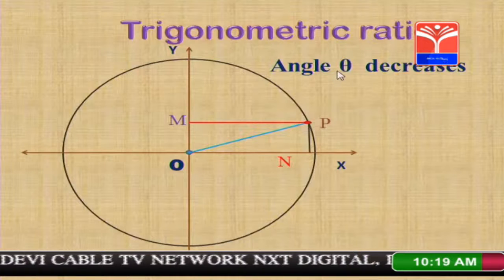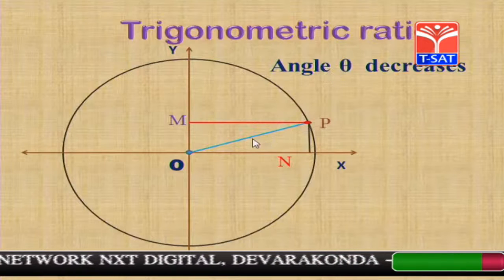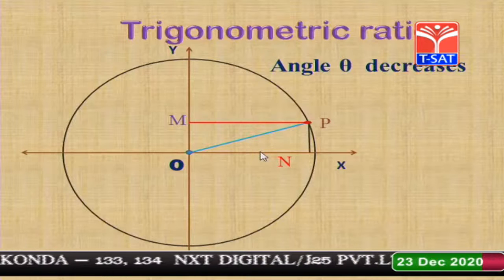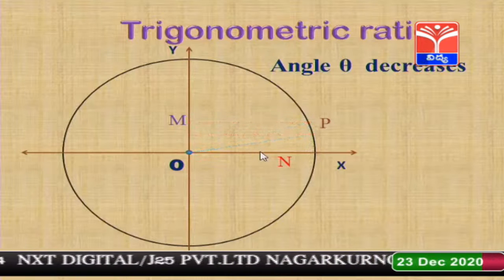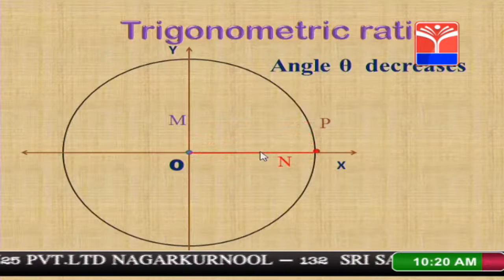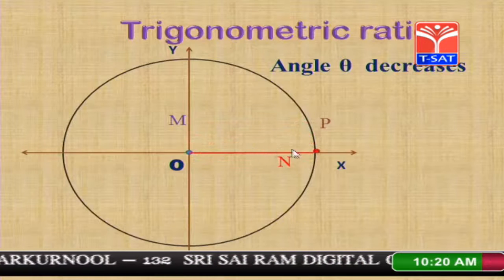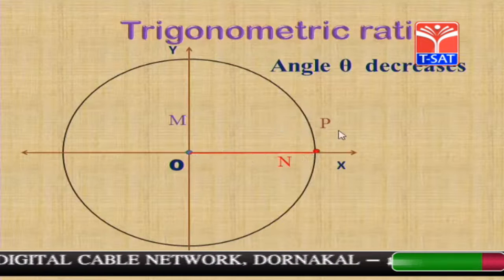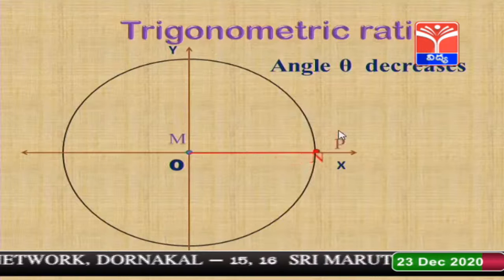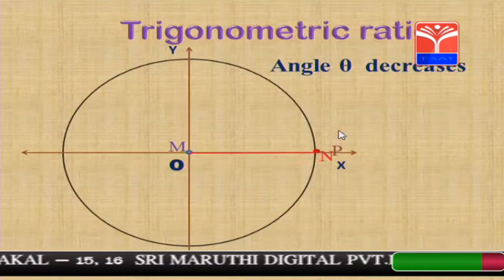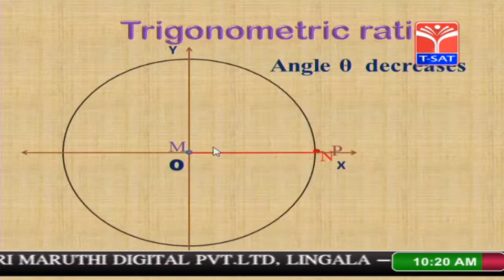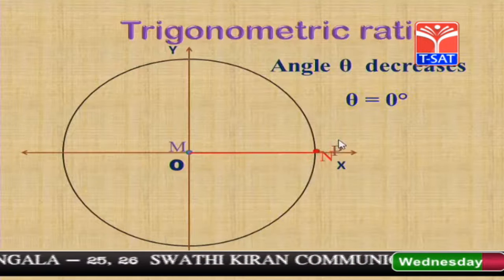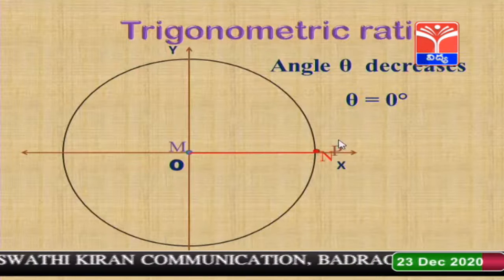Now, in this case, the angle theta is also decreasing. And now, if I move this point till the x axis, you have observed that P n has completely vanished, and P m almost coincides with O and N. That means P m is equal to O P. Now, what could be the angle here? The angle is equal to 0 degrees.